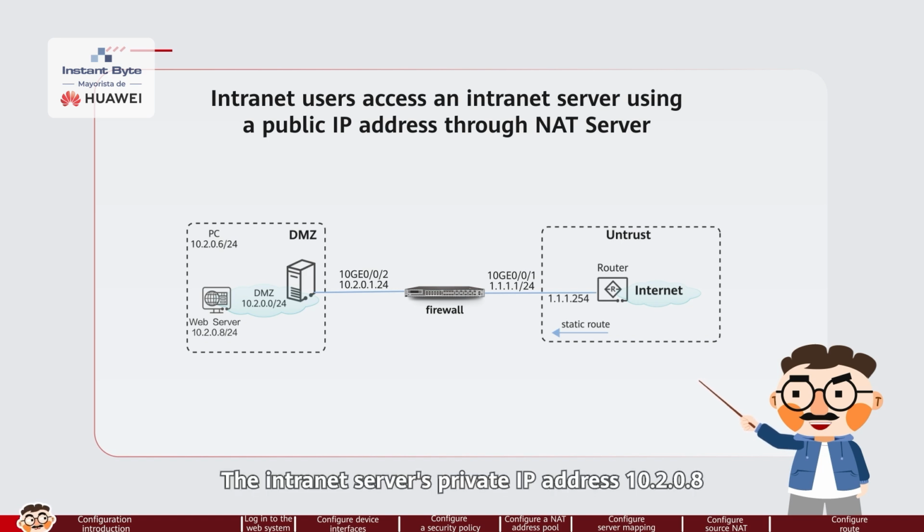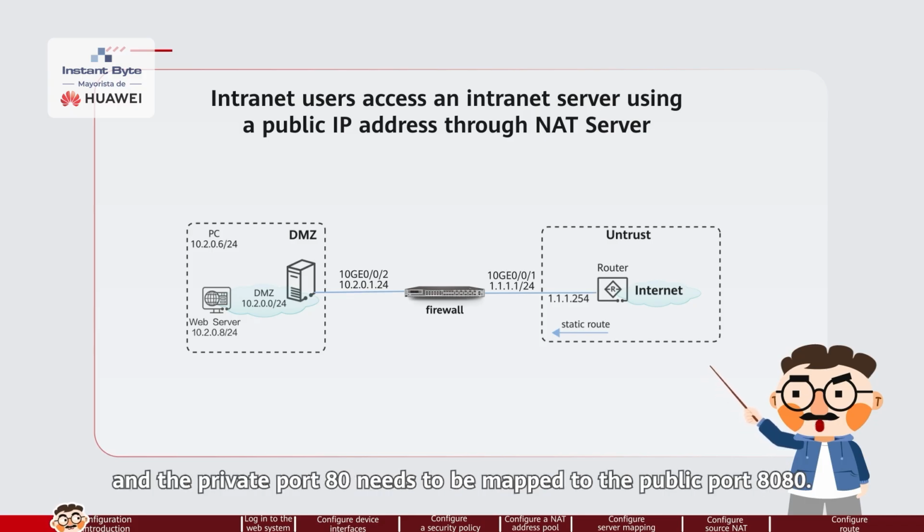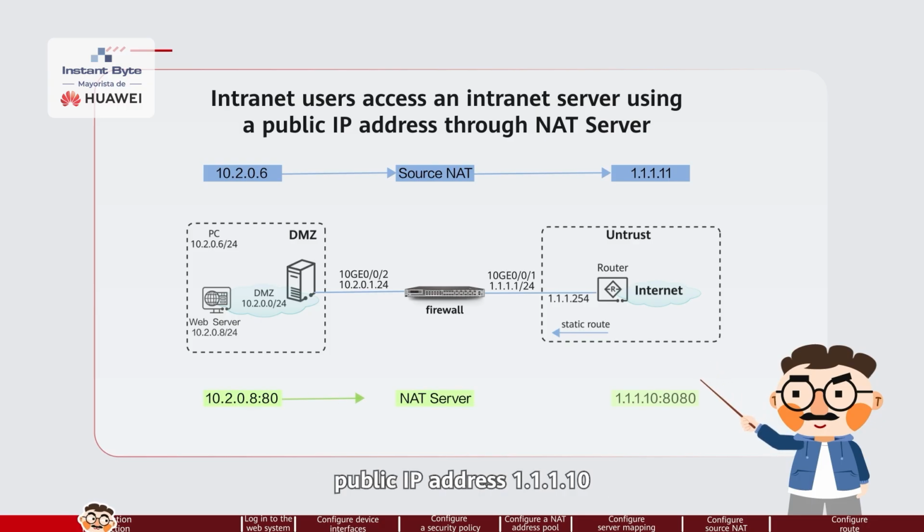The intranet server's private IP address 10.2.0.8 needs to be mapped to the public IP address 1.1.1.10, and the private port 80 needs to be mapped to the public port 8080. Internet users access the intranet server through public IP address 1.1.1.10 and public port 8080.